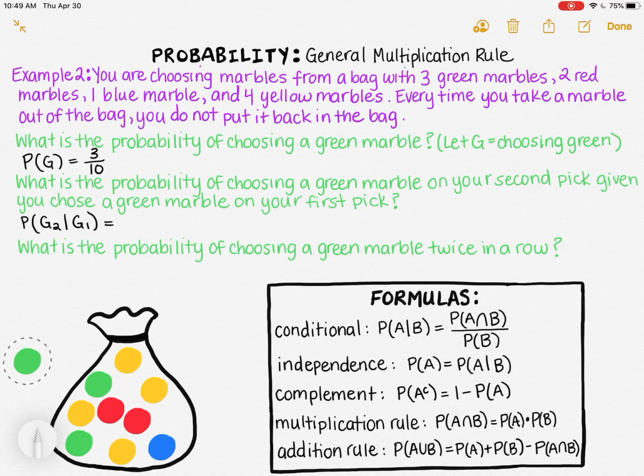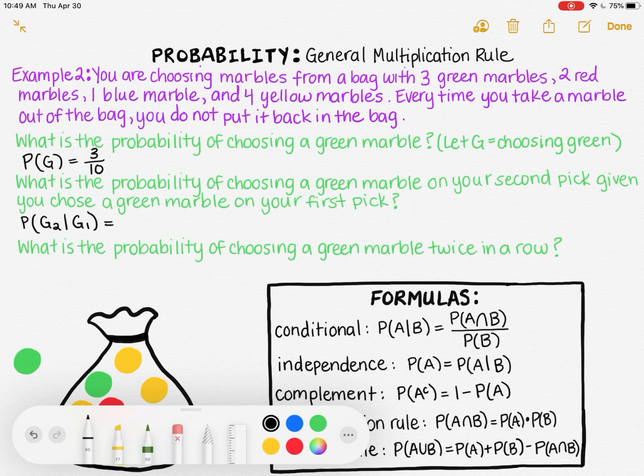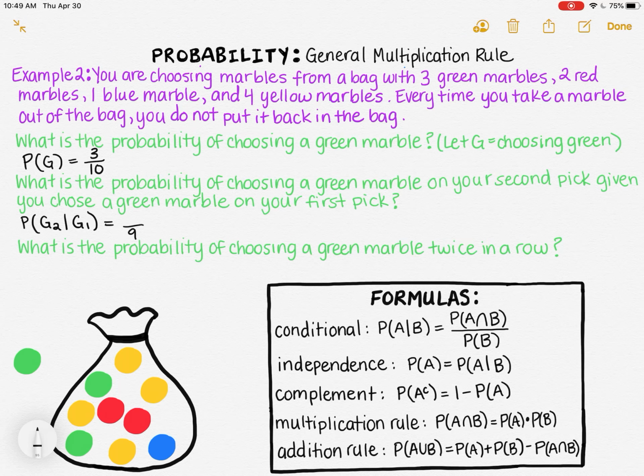Once I have that green out of the bag, I am not going to replace it for my second pick. So this new bag shows my new sample space for picking a green on the second pick. In this situation, there's actually 9 marbles to choose from. So my denominator is 9, and there's only 2 green marbles I can pick. So my numerator is now 2.